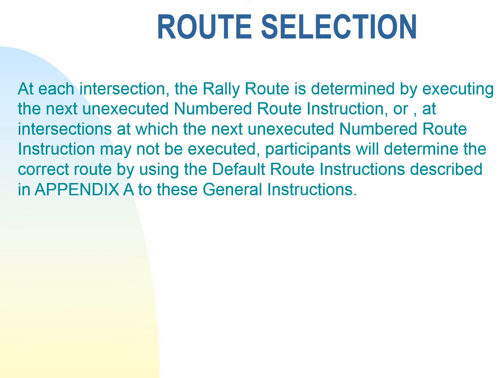So this tells us at each intersection, the rally route is determined by executing the next unexecuted numbered route instruction, or at intersections at which the next unexecuted numbered route instruction may not be executed, participants will determine the correct route by using the default route instructions described in Appendix A to these general instructions. So let's look at the default route instructions.